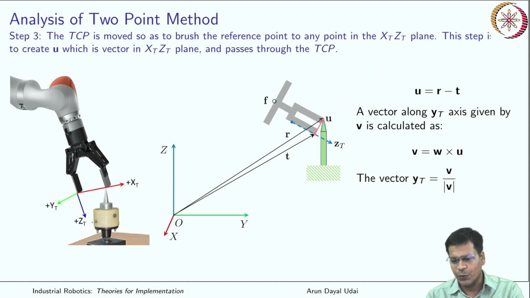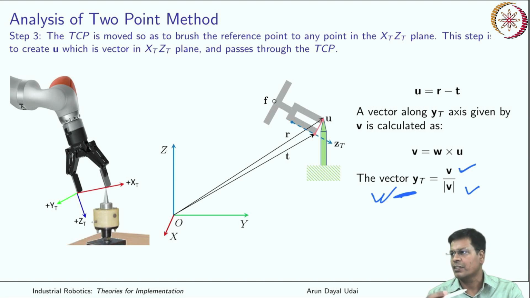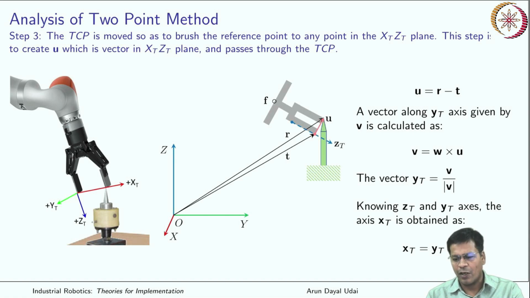So now I'll use V to find YT, that is the tool Y axis. How is that calculated? V by magnitude of V gives you a unit vector parallel to YT. So this is how YT is calculated. We calculated ZT in the previous step. In this step, you have calculated YT. So XT can now be obtained precisely.